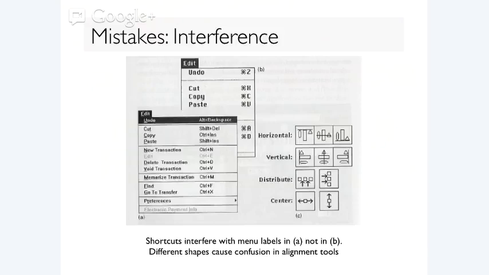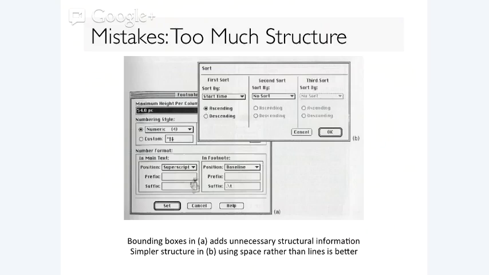Too much structure can interfere with our reading as well. So if we have boxes within boxes within boxes within boxes, there's a lot of visual structure that gets in the way of our interpretation. And so having a simpler visual structure, where you don't just use lines to group, but also white space, we're going to talk about that in a minute, how to do that effectively, makes it easier for us to make sense of the overall structure of an interface.